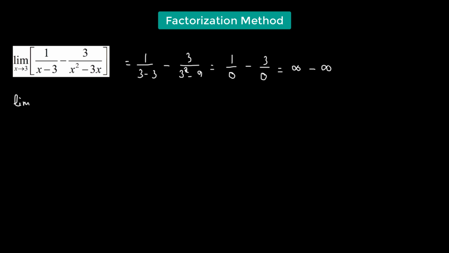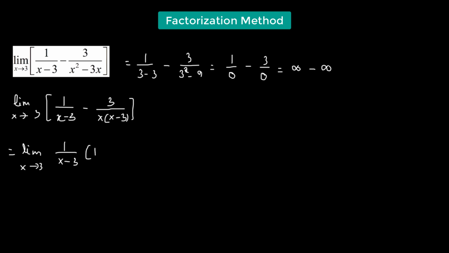So we are going to factorize the denominator of the second rational function. So we have 1 over x minus 3 minus 3. So what we're going to do, we're going to take x as the common factor, so that leaves us with x minus 3. Now we're going to pull out the 1 over x minus 3, so that will be 1 over x minus 3 times 1 minus 3 over x. Now we're going to combine this into a fraction, so we have the limit as x goes to 3 of 1 over x minus 3 times x minus 3 over x. Now when we substitute the value of x, that is going to give us 0 over 0, which is the indeterminate form that we are looking for.